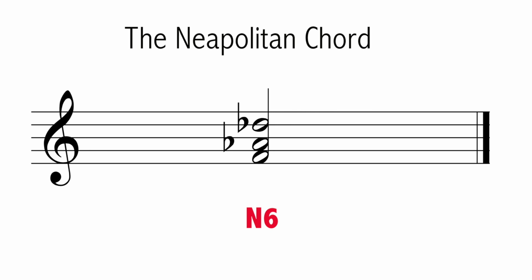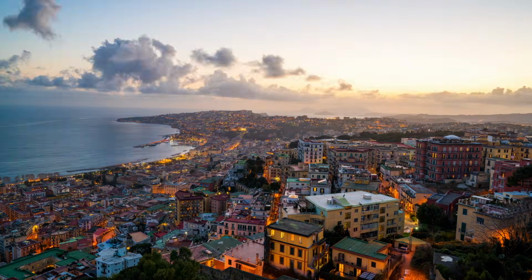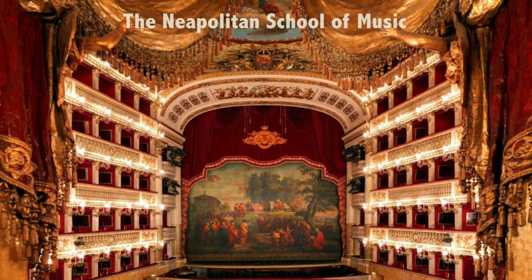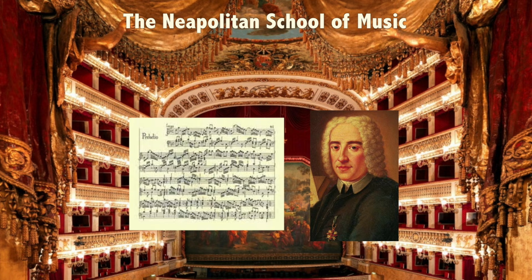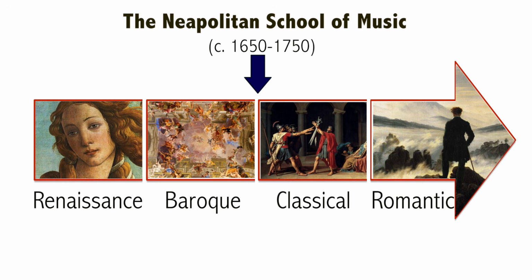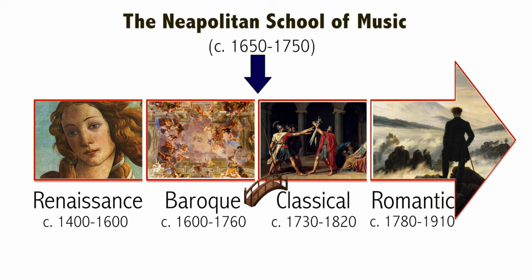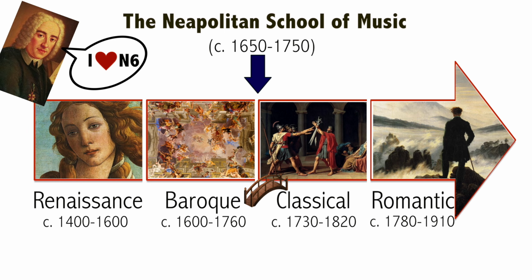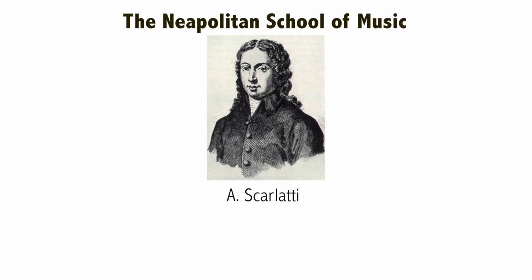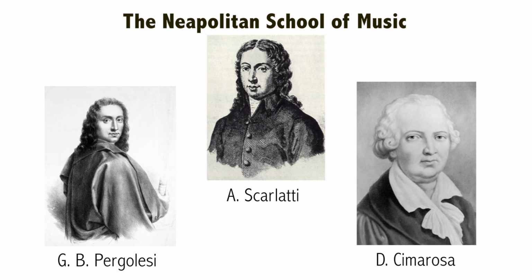The Neapolitan chord is called Neapolitan because of its origins from Naples. More specifically, the Neapolitan School, which was a group of Italian operatic composers at the bridge between the Baroque and Classical era that used this harmony extensively and explored its potential. Famous composers from the school were Alessandro Scarlatti, Giovanni Battista Pergolesi, and Domenico Cimarosa.